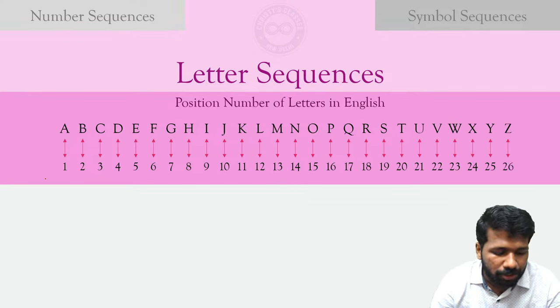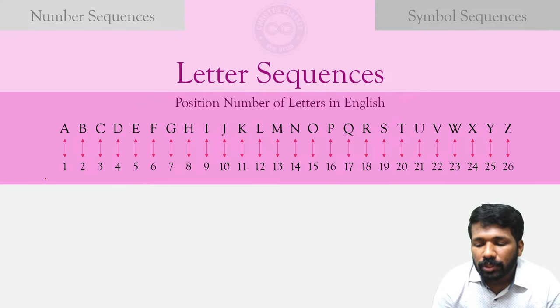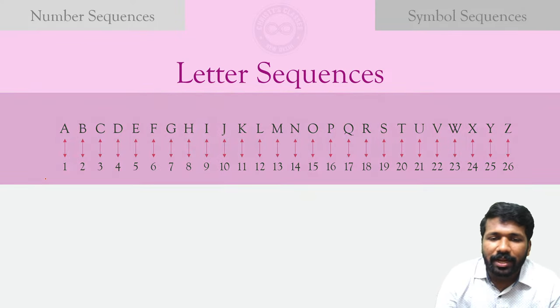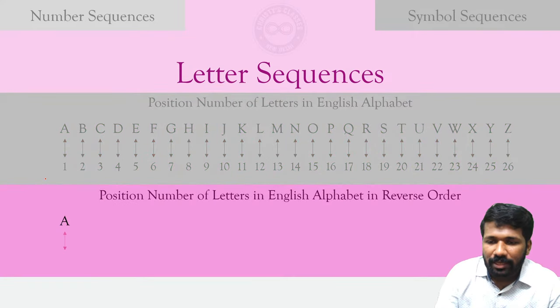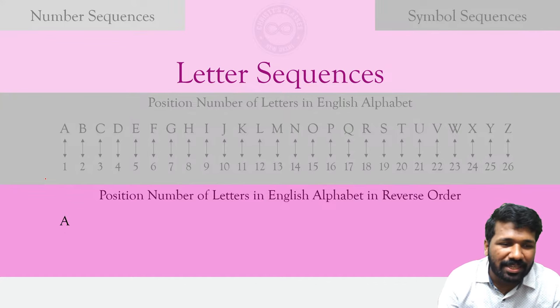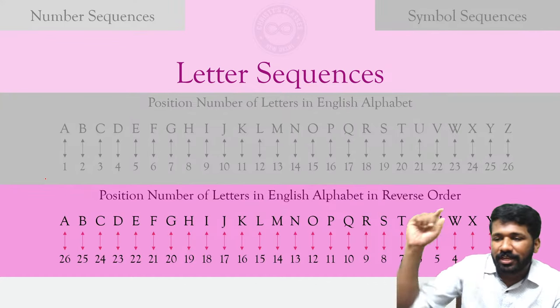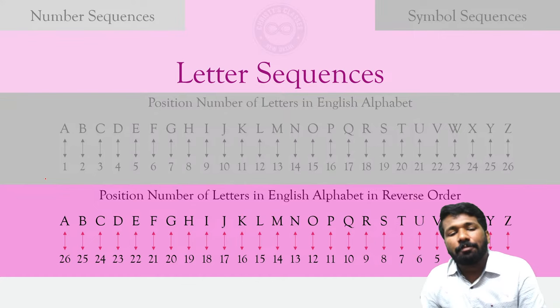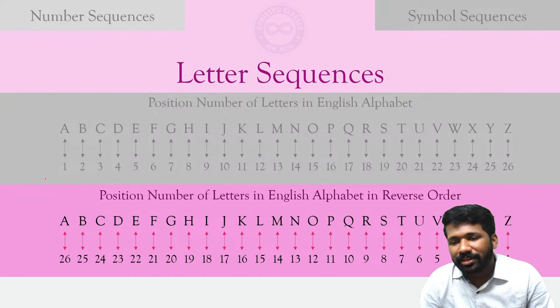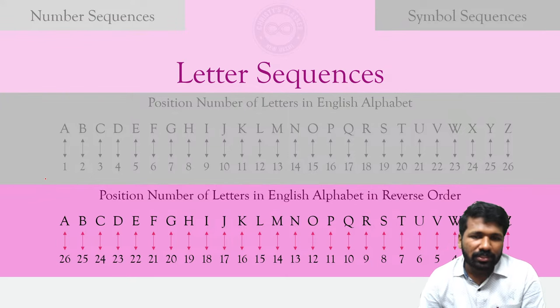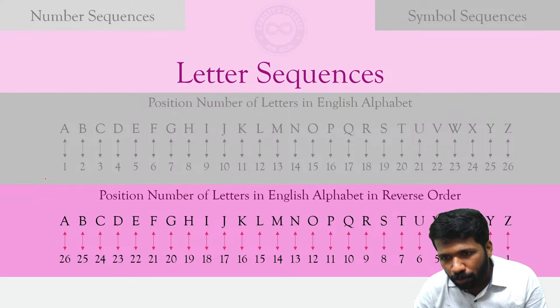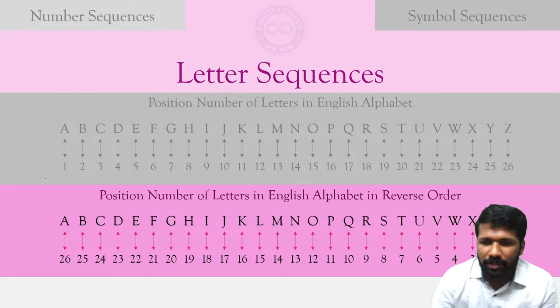So the letter position you should know. To know that, there are some techniques. I will tell about that. In some questions, you need to write letters in reverse order. Reverse order means Z should be the first letter, Y should be the second letter, up to A is the 26th letter in reverse order. Na? So this is also important. So forward order and reverse order is important.